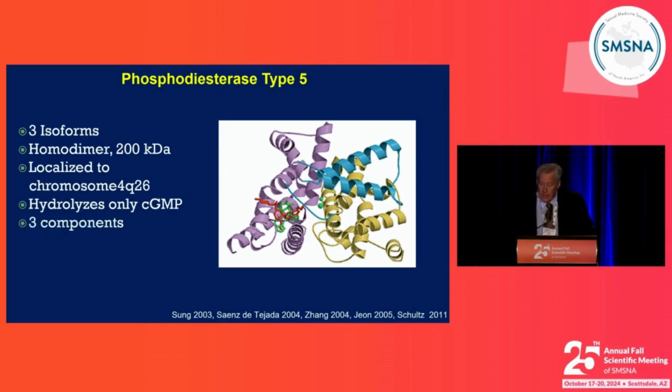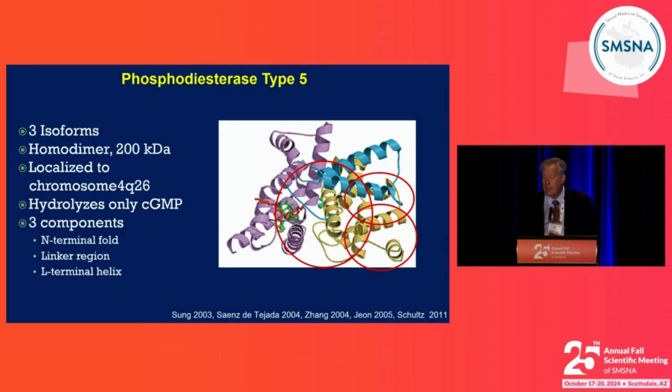And here you can see, when you look at one of the PDE5s, that there are 3 components. There's the N-terminal fold, which is circled down there on the right. And then you have the linker region, which connects to the C-terminal helix.